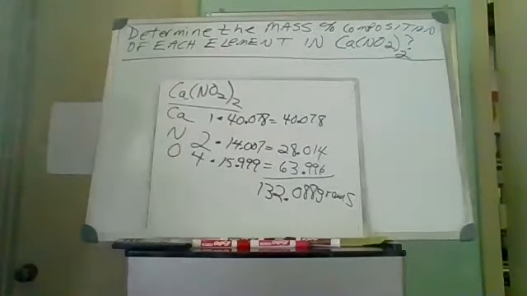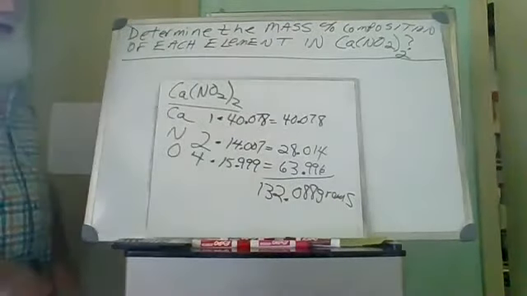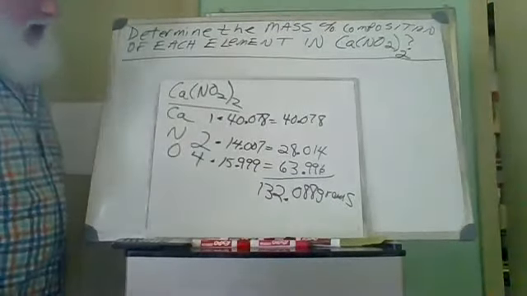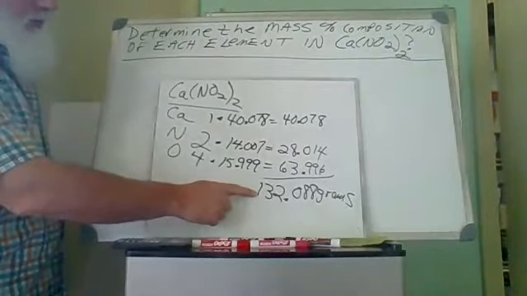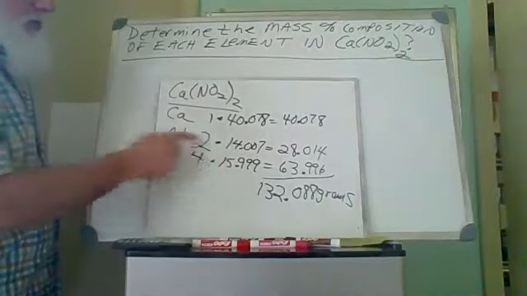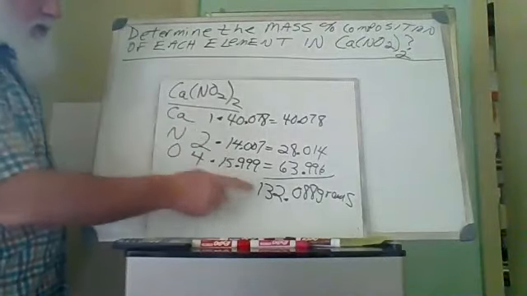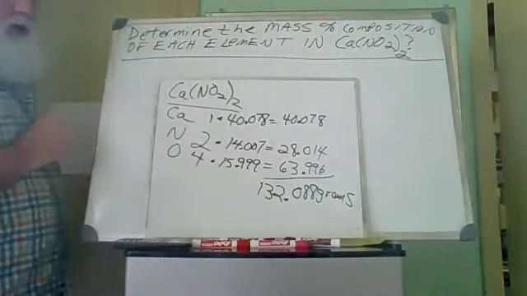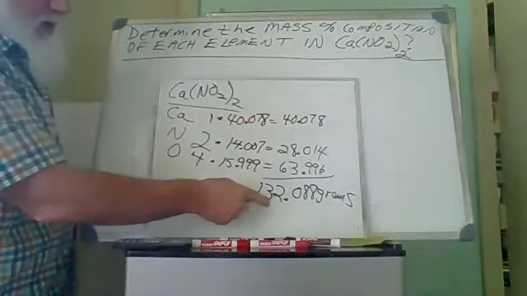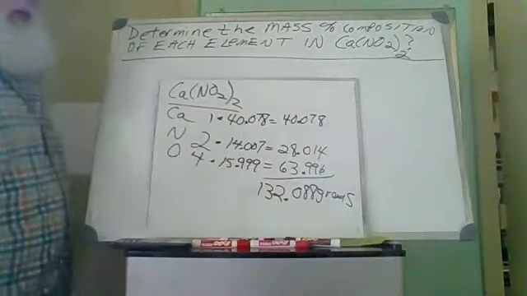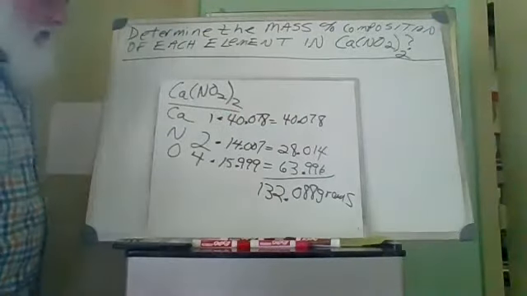All right, so you should be able to understand what's going on here. Of the 132 grams, I want to know what percent of it is calcium. What percent of the 132 grams is nitrogen? What percent is oxygen? That's going to be very easy. For calcium, it's just going to be 40 divided by 132 times 100%. And that will give me my percentage.